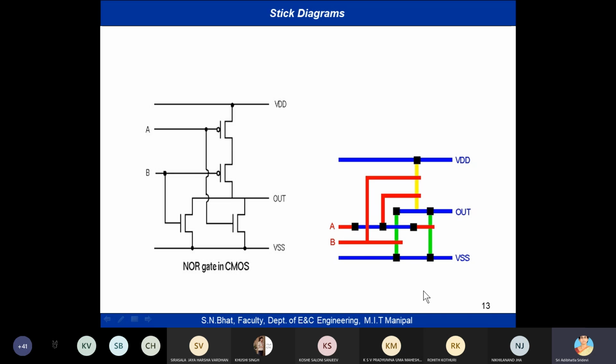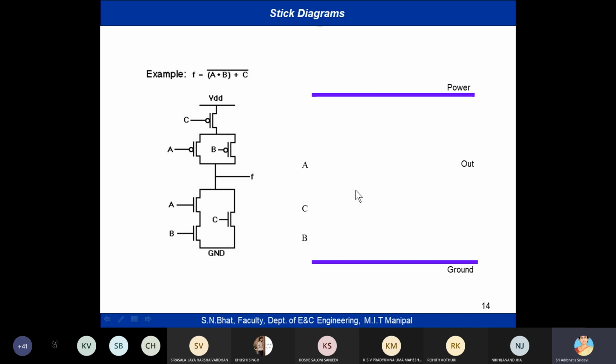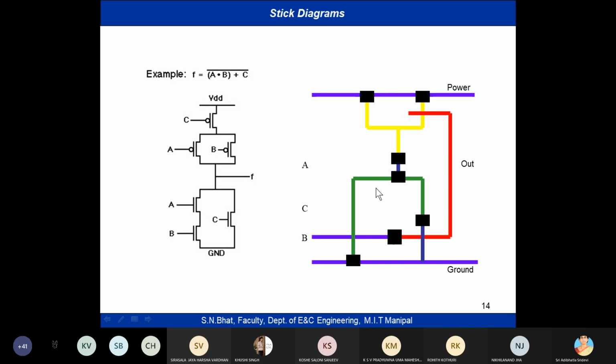We need more and more unnecessary contacts, which add more resistance and capacitance to the layout, right? So we will not follow just the obvious method of drawing the stick diagram from the circuit. We will use a little bit different approach, which is nothing but reversing.